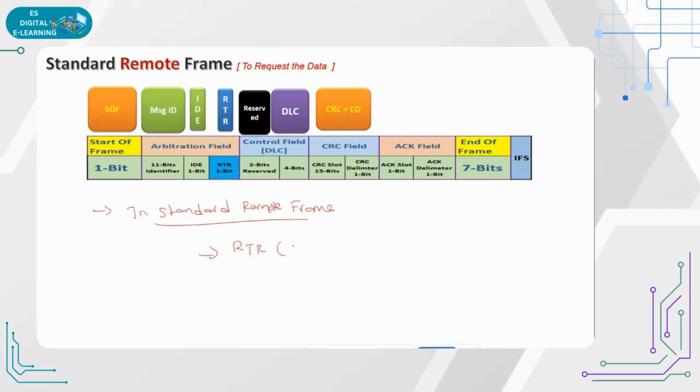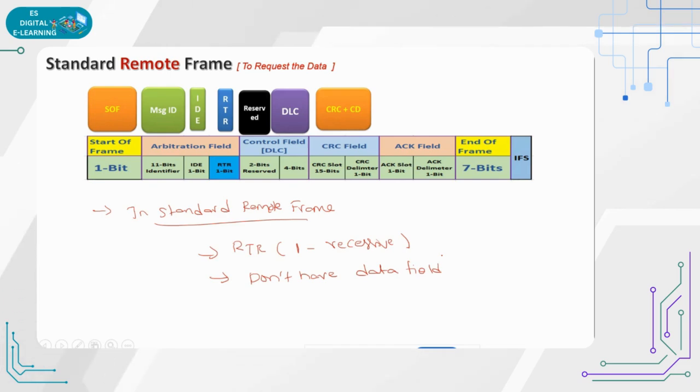RTR will be 1. That is recessive. Next, it doesn't have a data field. Okay. Is it clear now? Okay. So this is the point where you need to remember.